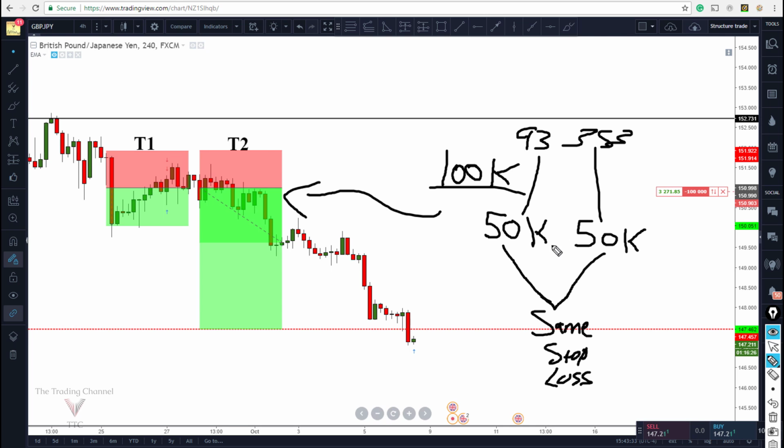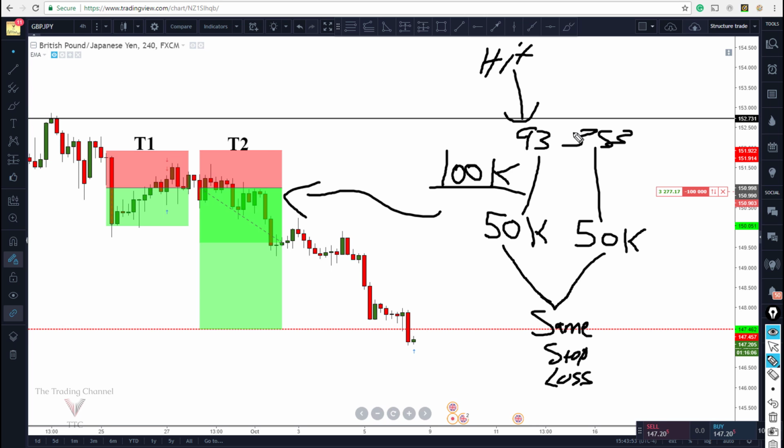Now, what happens whenever your first target is hit? Well, that depends on your strategy, guys, but I'm going to tell you what I do just as a reference, and you'll have to create these rules on your own and decide what you want to do when trading multiple targets based on your own strategy.